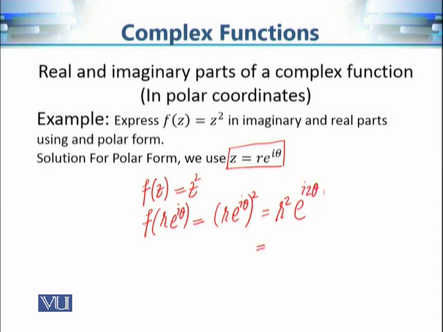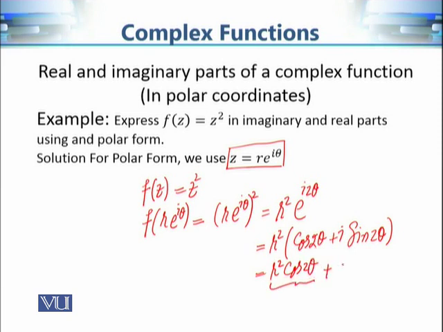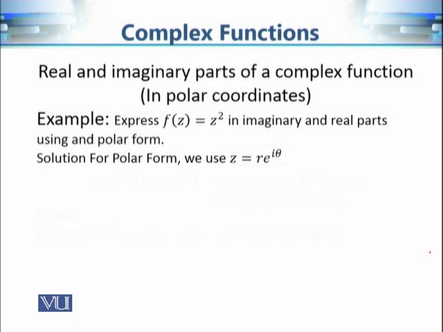Now we can expand this thing, because we want to know what are the real and imaginary parts of this complex function. So we want to expand this e raised to power iota 2 theta. So it becomes cosine 2 theta plus iota sine 2 theta. So multiplying this r square, we get r square cosine 2 theta. Now this is the real part of this complex valued function, plus iota r square sine 2 theta, and this is the imaginary part of this function.